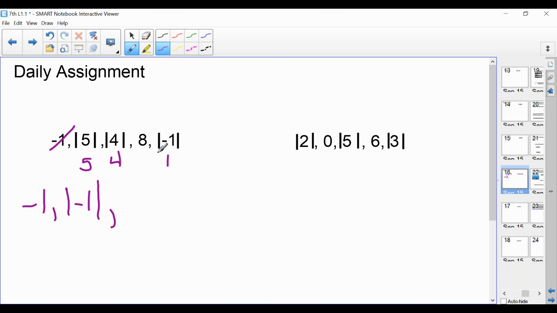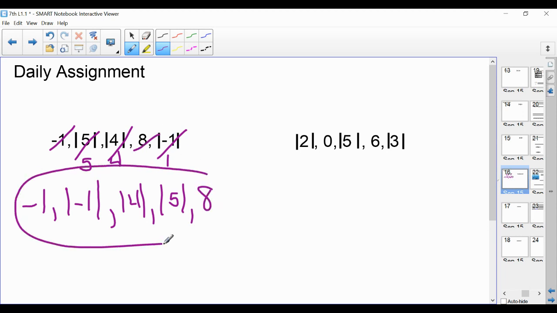Next, we have 4, which is written as the absolute value of 4. So we're going to write that like that. 5 is the absolute value of 5. And last we had 8. So that was the answer for the first one.